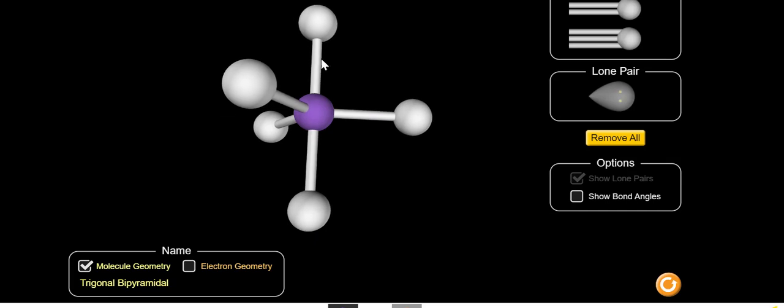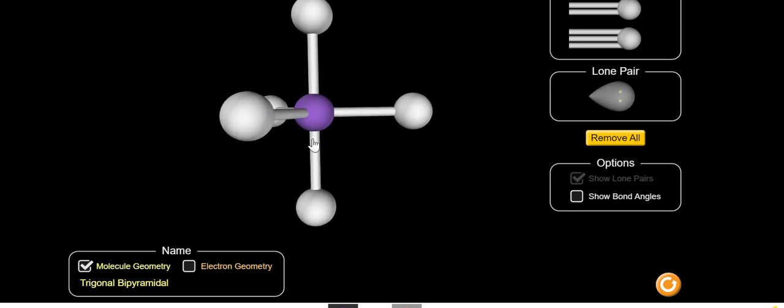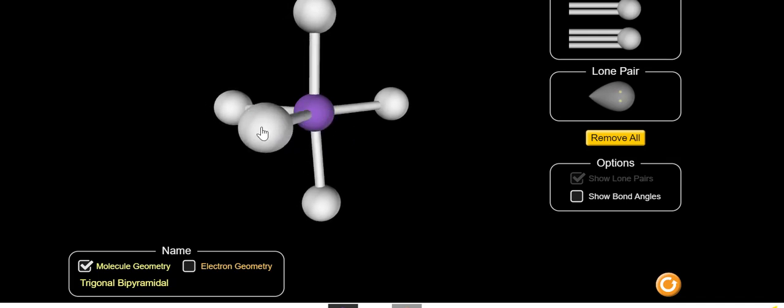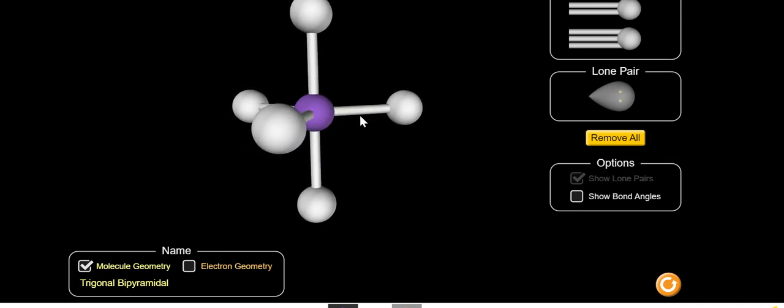So we have a pyramid with 3 legs, but we have 2 pyramids, up and bottom. So we have 2 pyramids with 3 legs here. We have the axial position and also the equatorial position. The bond angle between the axial and the equatorial position is 90 degrees, and the bond angle between the equatorial positions is 120 degrees.